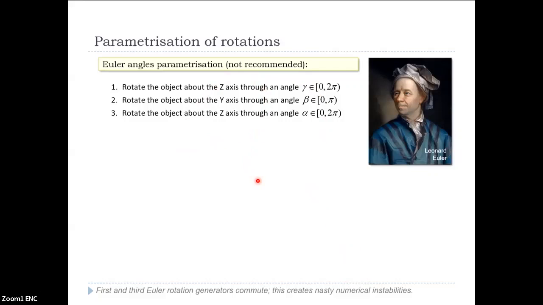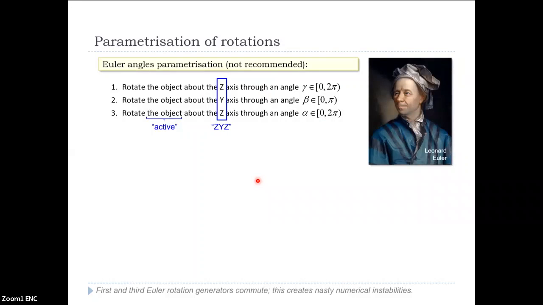You take the object, you rotate it around the z-axis by some angle, you rotate it around the y-axis by some angle, and then again around the z-axis. So it's called the ZYZ convention. And there are two things about it. This is an active rotation, so we rotate the object, not the coordinate system. For physics, this is very appropriate.